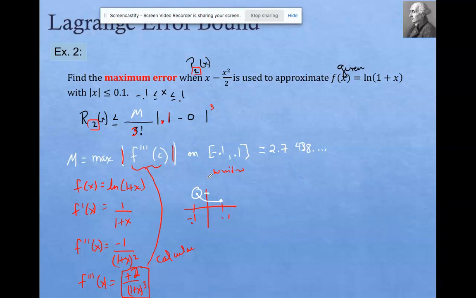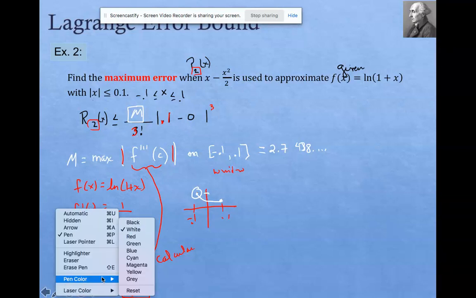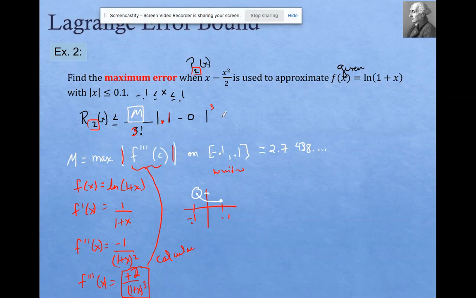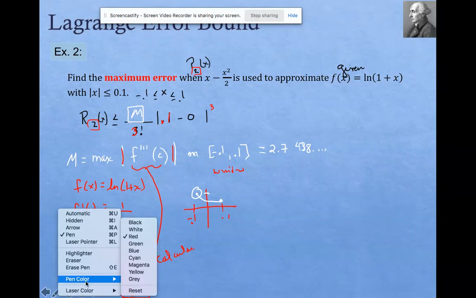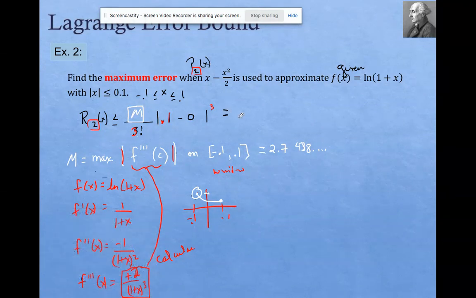And then I put that number here. So I did alpha m divided by 6 times 0.1 cubed. And I got out of that, which is a pretty small number.